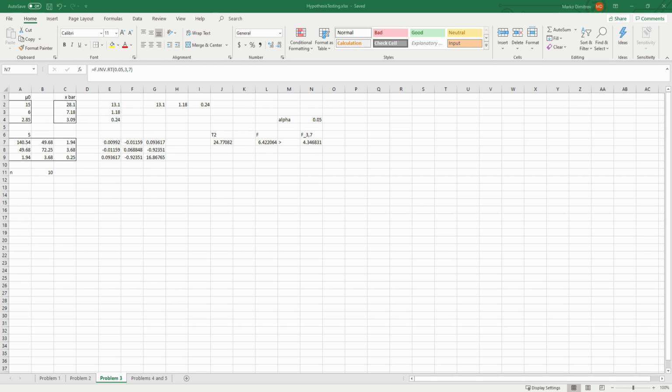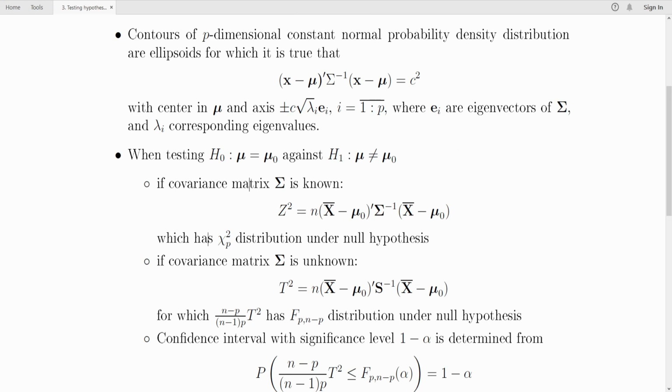Let's move on to the confidence intervals for our mean vector. So let's go here.